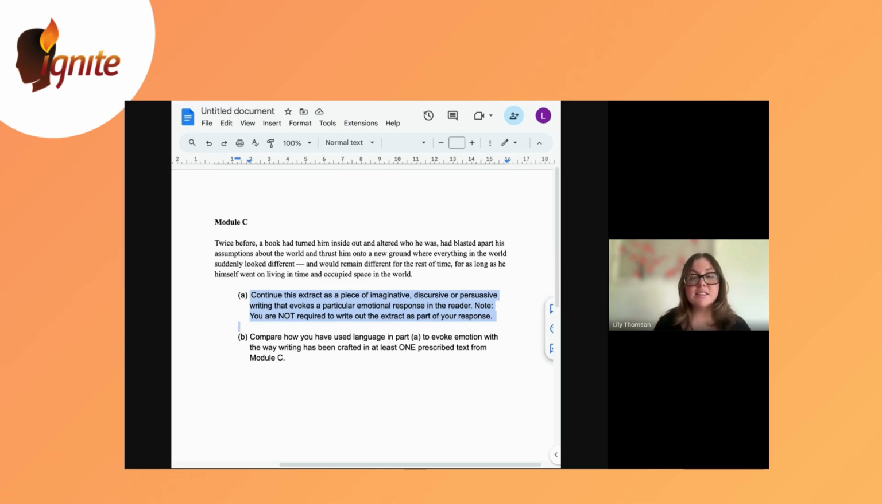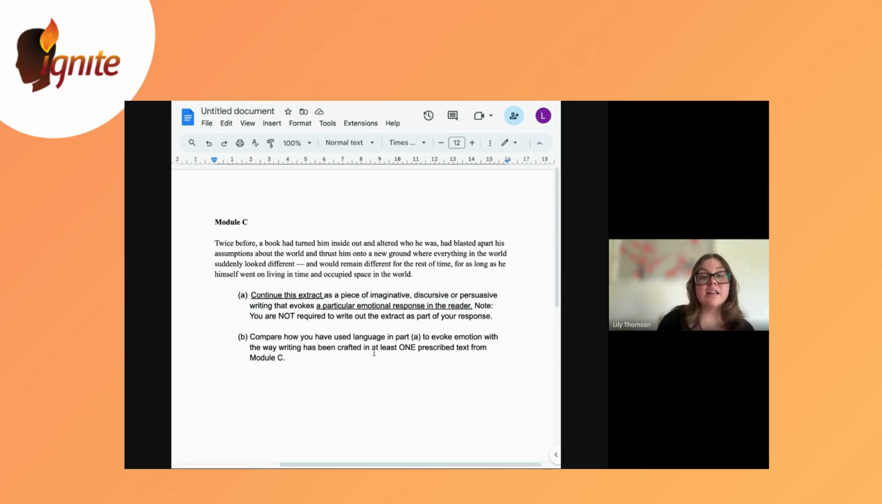This one says, continue this extract as a piece of imaginative, discursive, or persuasive (we're going to say discursive) writing that evokes a particular emotional response from the reader. Note, you are not required to write out the extract. This is an interesting one because we have continue this extract, and we also have a particular emotional response in the reader. That tells us that when you're writing the piece, you're going to assume that this is already like an epigraph or already the start of your piece. So going through that extract is going to be really important.